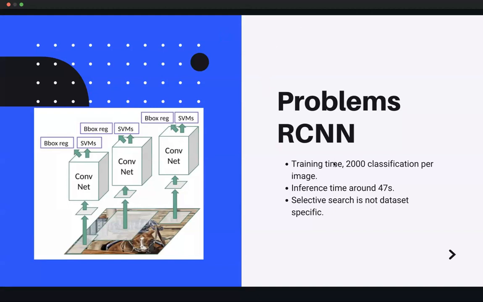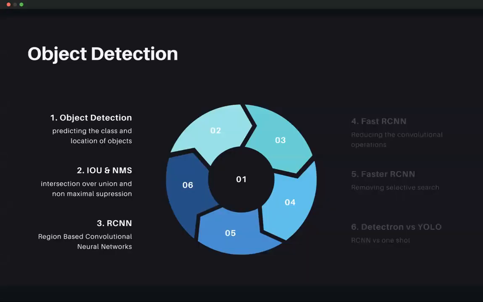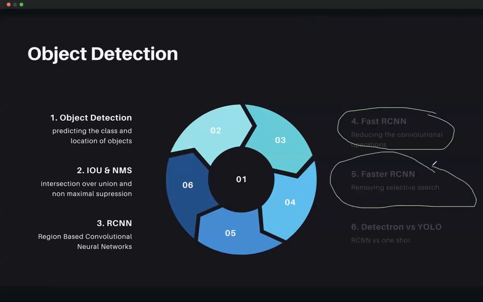So here we have three issues: training time crazy high, inference time crazy high, and selective search is not data set specific. These are the issues that we will need to fix, hopefully in the following weekend. In this weekend, we will speak about Fast RCNN and how they reduced drastically the training and inference time. And then we will speak about Faster RCNN, which made it even faster and fixed the problems of selective search. And hopefully we will also discuss Detectron and YOLO v3, and of course YOLO v4, v5, 6, 7, 8. We will discuss them during the lab part of this lecture.